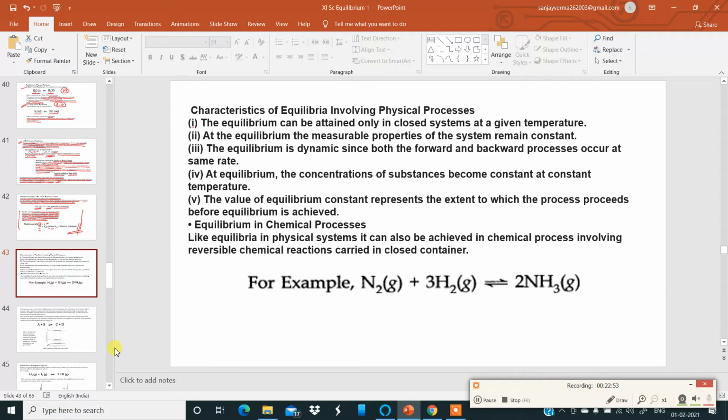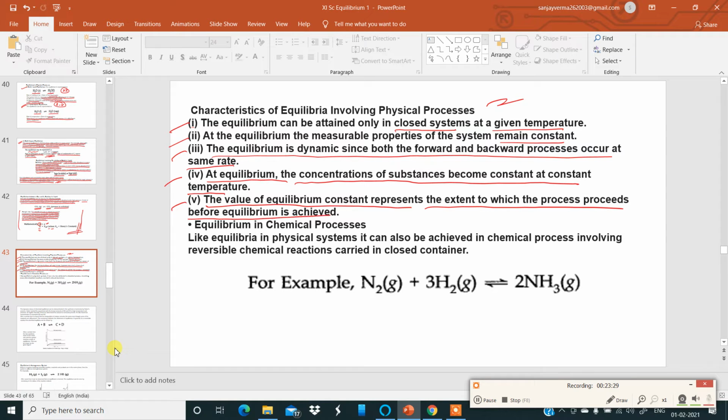There are some characteristics of equilibria involving physical processes. The equilibrium can be attained only in closed systems at a given temperature. At equilibrium, the measurable properties of the system remain constant. Whatever can be measured is constant. The equilibrium is dynamic since both the forward and backward processes occur at the same rate. At equilibrium, the concentrations of substances become constant at constant temperature. The value of the equilibrium constant represents the extent to which the process proceeds before equilibrium is reached.